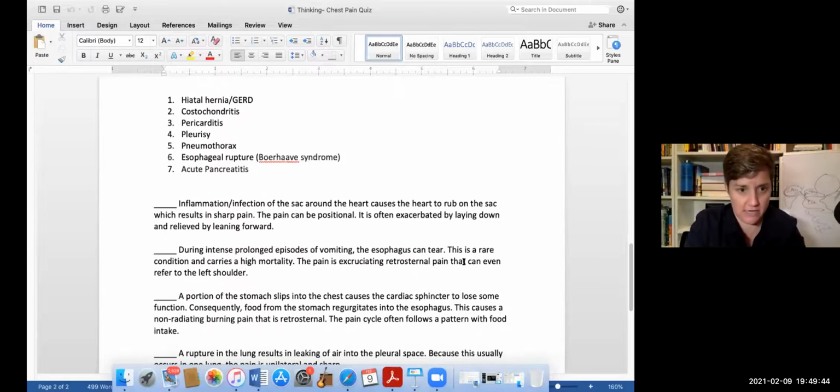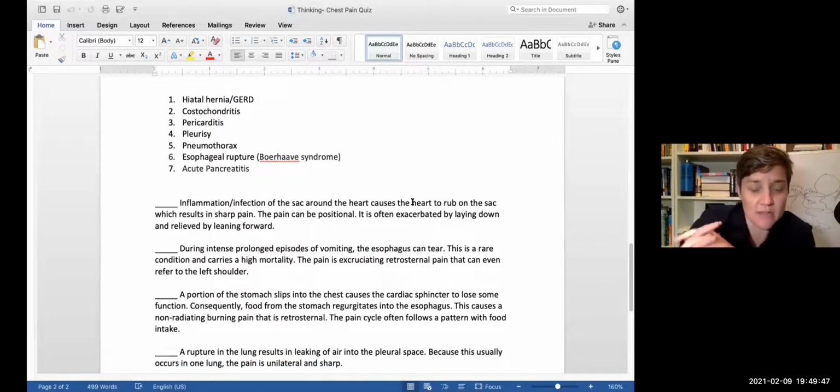The next one says, during intense prolonged episodes of vomiting, the esophagus can tear. This is a rare condition and carries a high mortality. It's high mortality because it can lead to sepsis, right? And tremendous amount of damage in the chest from all these gastric contents going into the chest. The pain is excruciating retrosternal pain that can even refer to the left shoulder, right? So very confusing with MI, except for the story. They'll tell you a history of vomiting. Good, you guys got esophageal rupture.